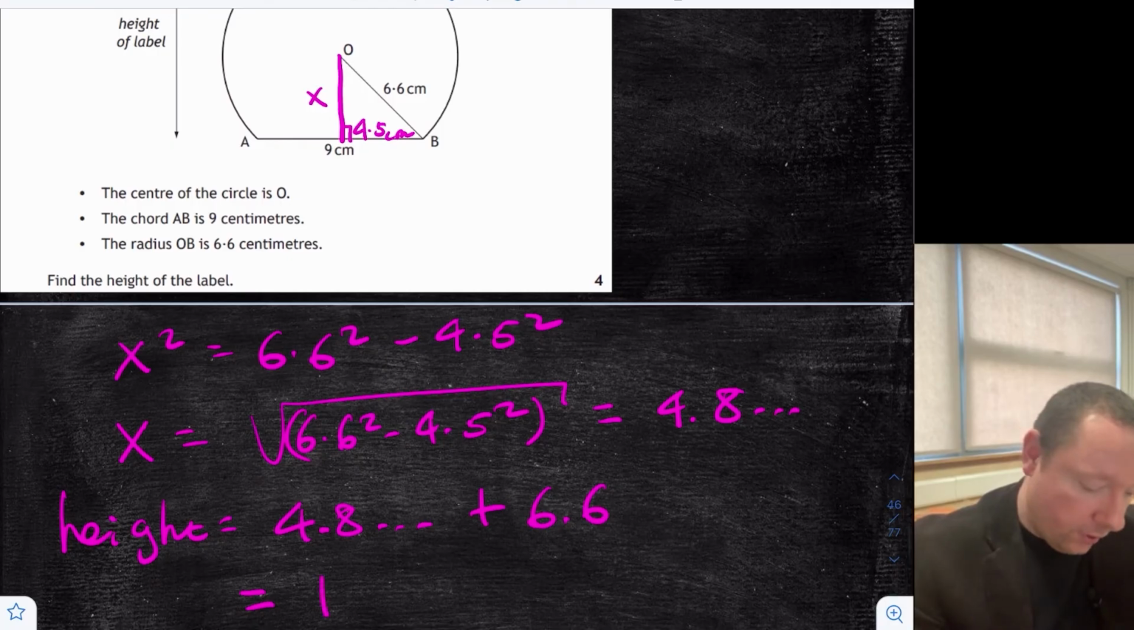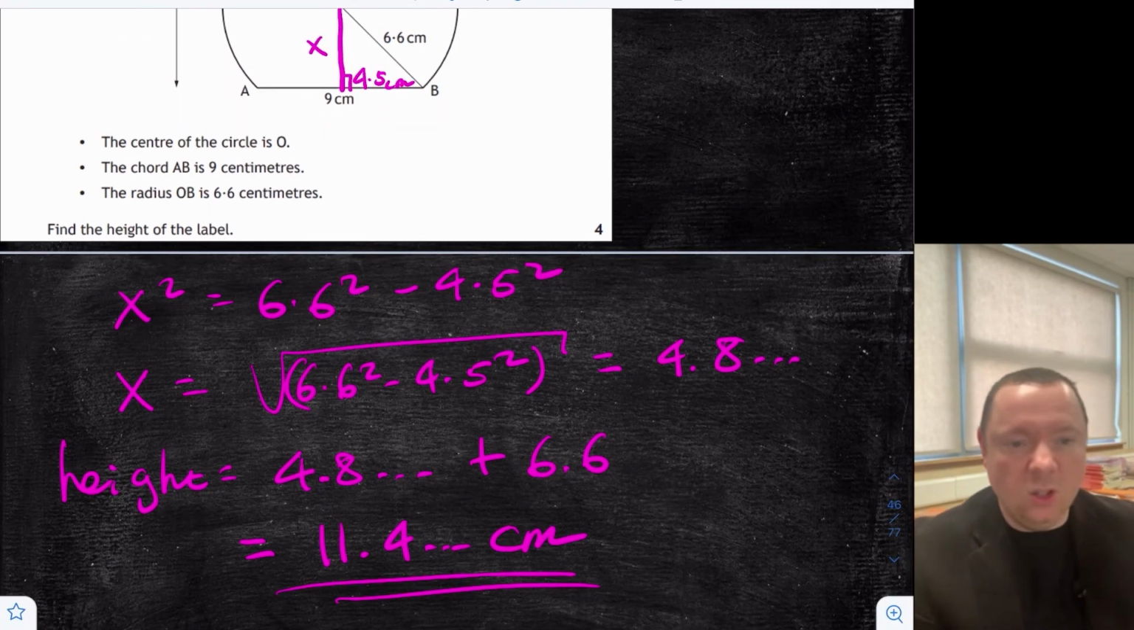That gives you 11.4 centimetres. And notice I'm not rounding, so I'll just put dot, dot, dot. 11.4 would be fine. And that is a nice 4-mark question.